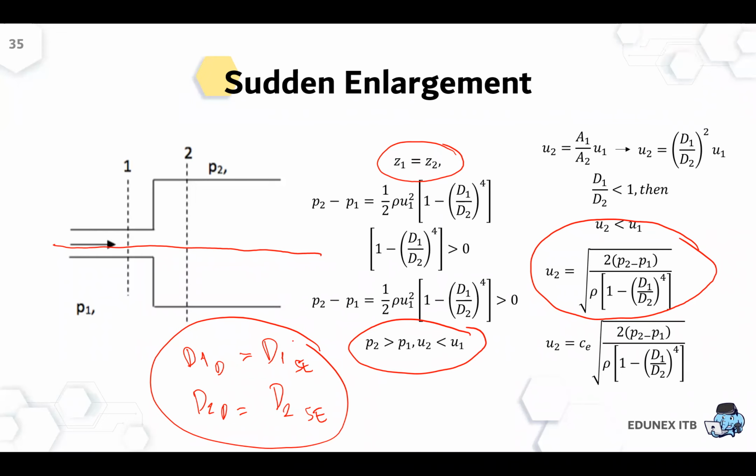Diffuser or sudden enlargement? I feel like sudden enlargement, sir, still. Okay, and the reason? Because it's gradual. Like in sudden, it's suddenly, like suddenly boom. You know what I mean? Sir, it's big, so it fills the area faster, so more energy is needed. Okay, I got what you mean.